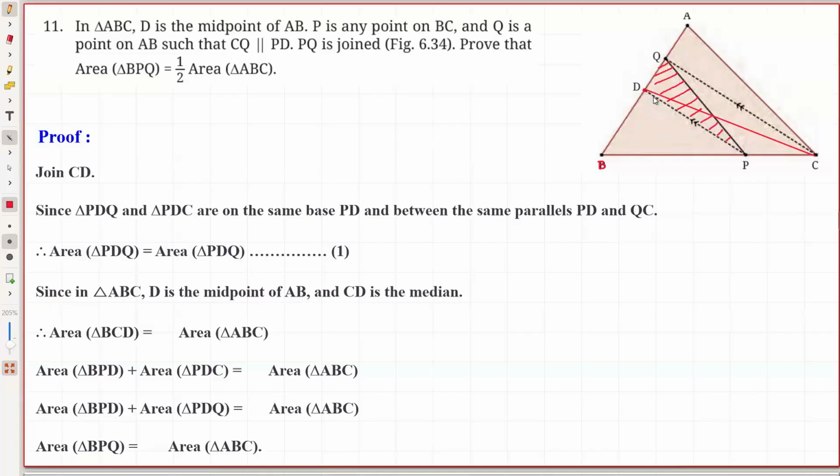Both the triangles have the same base DP and lie between two parallel lines. We have learned that if two triangles have the same base and lie between two parallel lines, the areas are equal. So that's why you can say the area of the triangle BDQ is equal to the area of the triangle BDC.